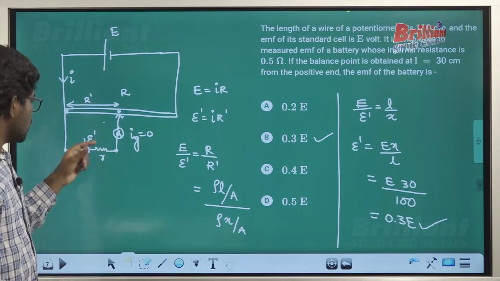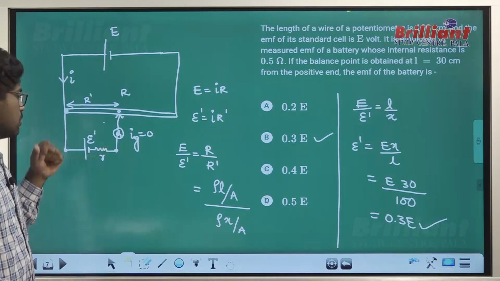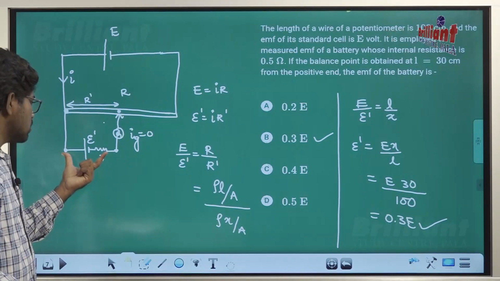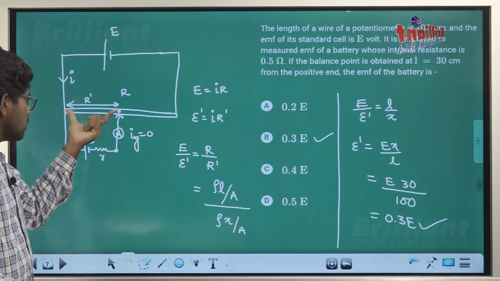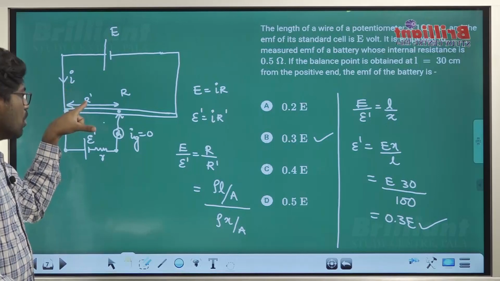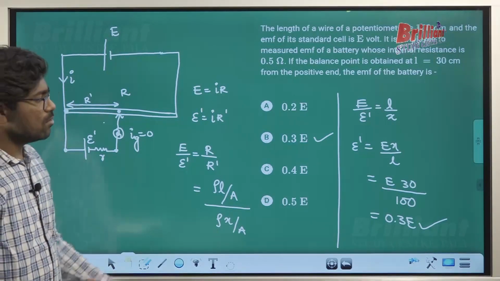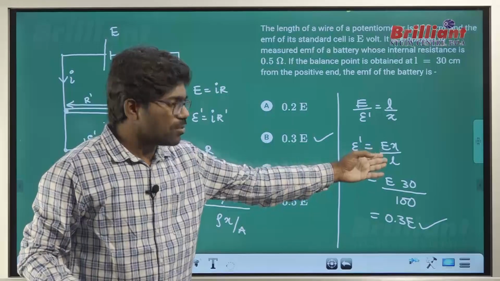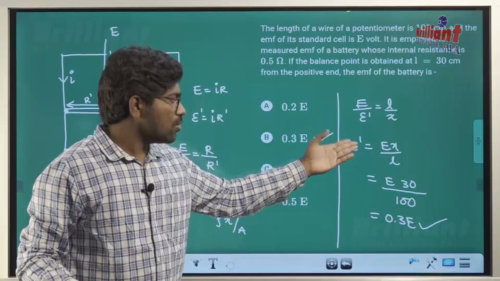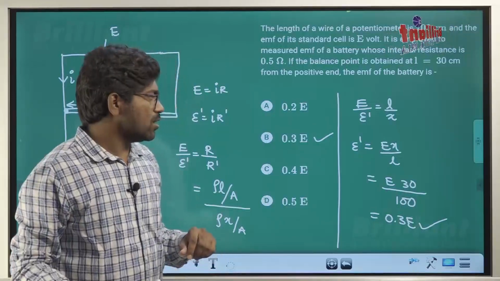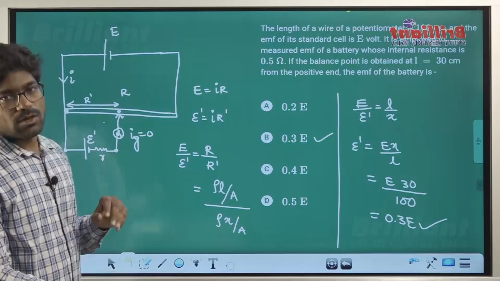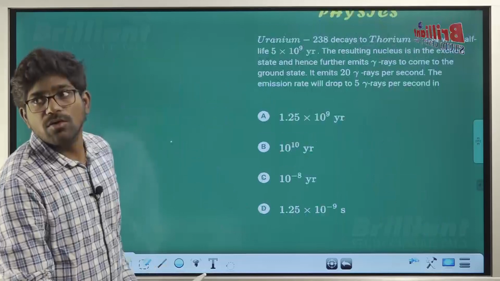Now when there is no current here, what is the potential difference? If this is E dash, then the potential difference between these 2 points is the current I into R dash. That's it, simple. You will always get E dash equals EX by L. If you remember this formula also, you can get the answer, right? Chalo, let's look into the next question.